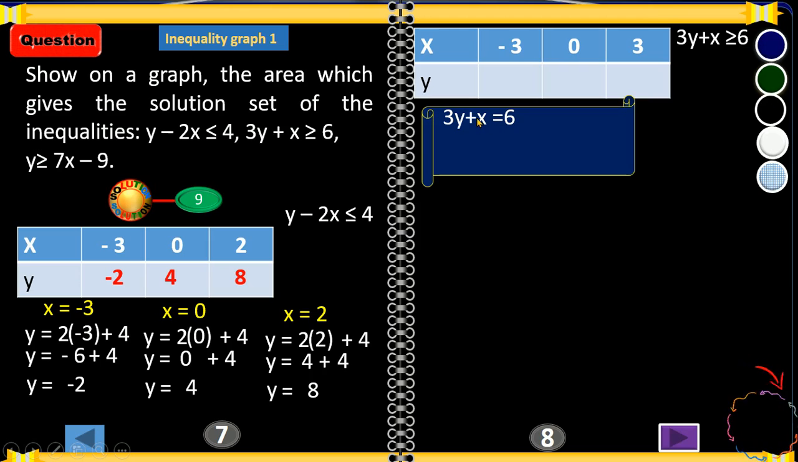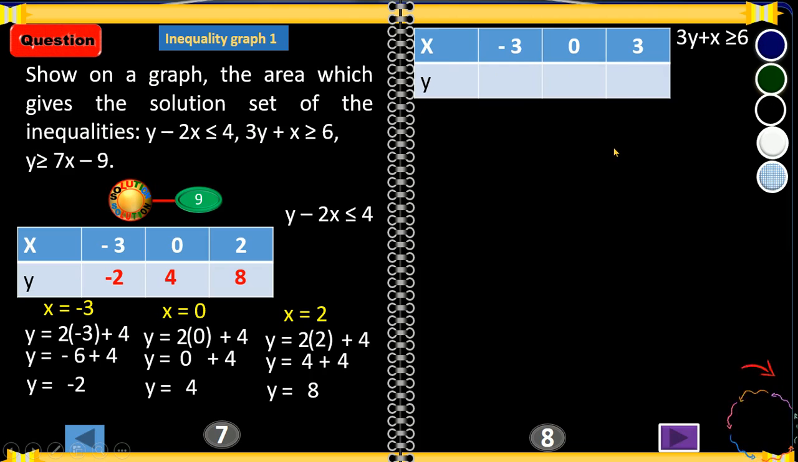So we are going to take x to the right-hand side. 3y is equal to 6 minus x. Then we divide through by 3. Dividing 3y by 3 will give us y. Dividing 6 by 3 will give us 2. Dividing minus x by 3 will give us minus x over 3. So this is the function we are going to use to complete this table. So now we are going to do that.